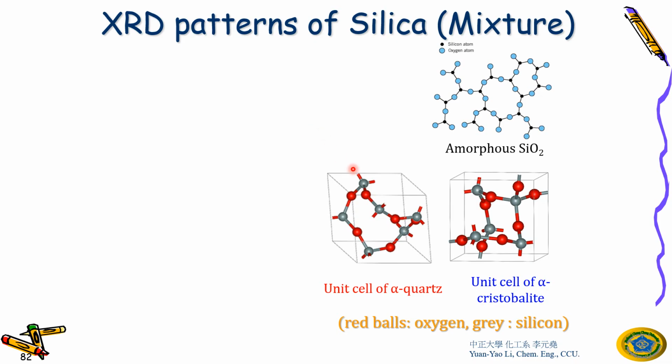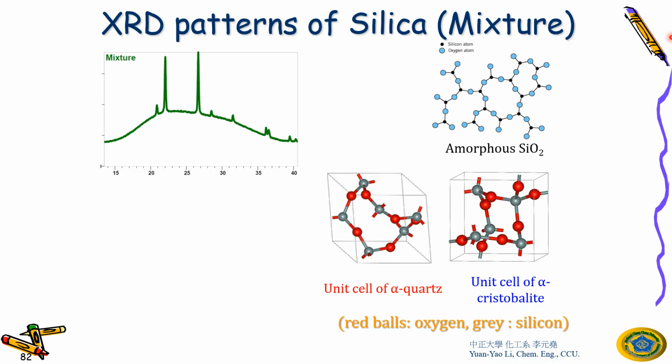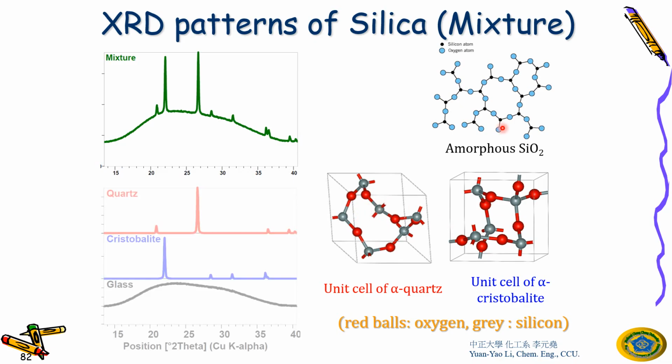However, if you use X-ray for this material, you get pattern 1. If you get the X-ray diffraction pattern for this, you get pattern 2. For this, pattern 3. So this is how it looks. Then you need to tell which one is quartz, which one is cristobalite, which peak belongs to which. So we need to do X-ray diffraction for each of these, right?